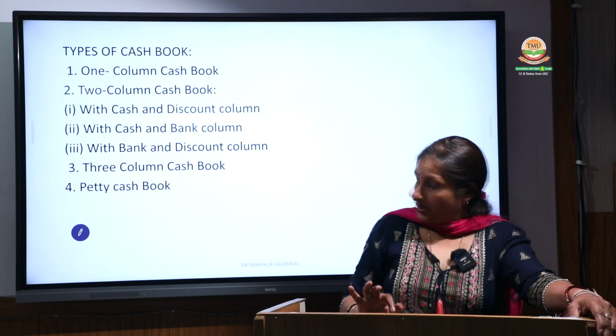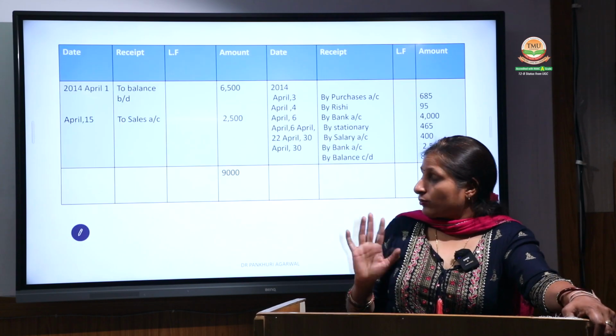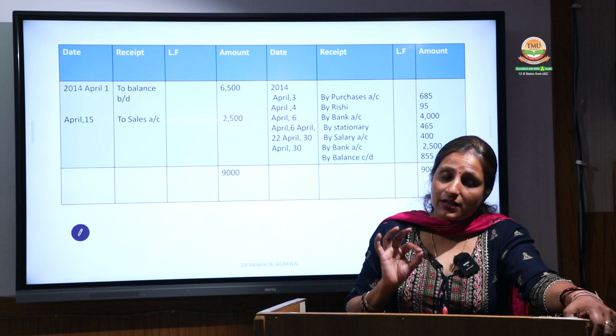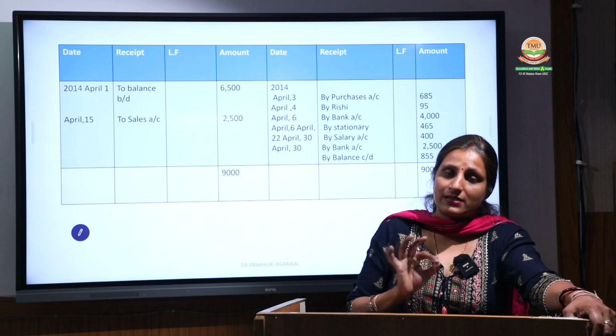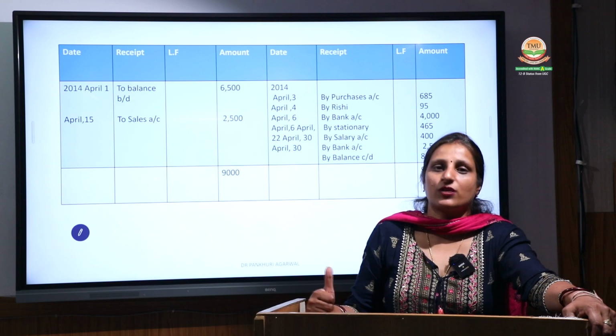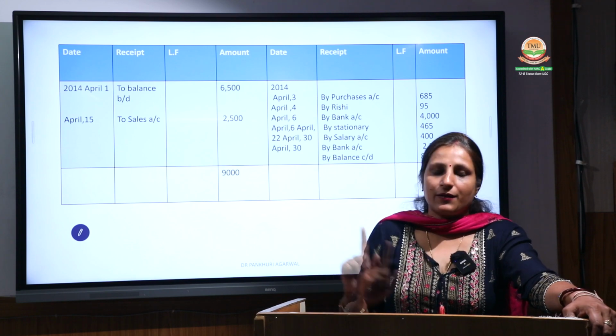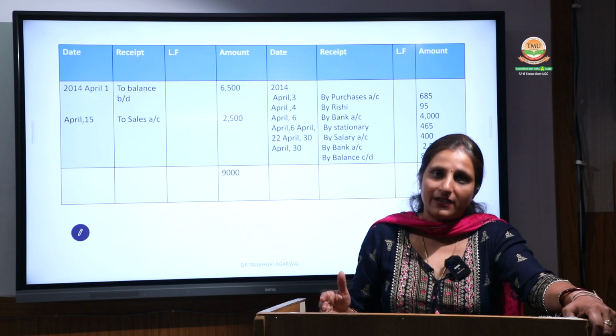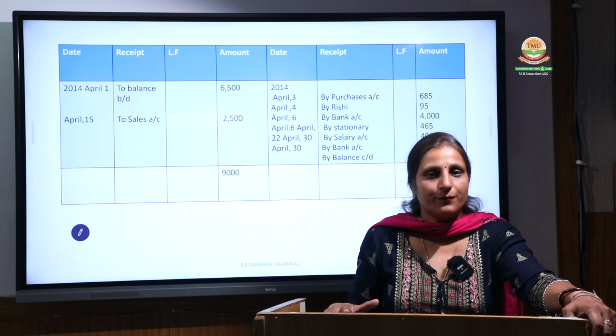Till then, just remember how the entries have been posted in this cash book. Again I'm telling you, the cash book has two sides, one is the debit side and one is the credit side. The debit side is for receipts, the credit side is for payments. In the cash book, the cash account doesn't come under the accounts, only the opposite aspect that you are recording comes under the increase.